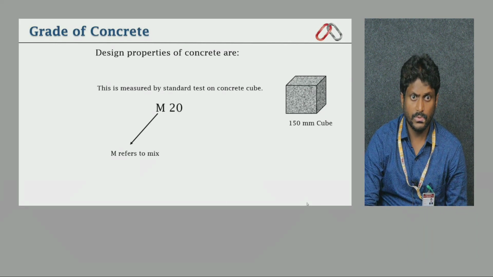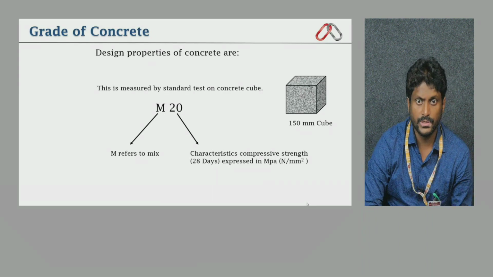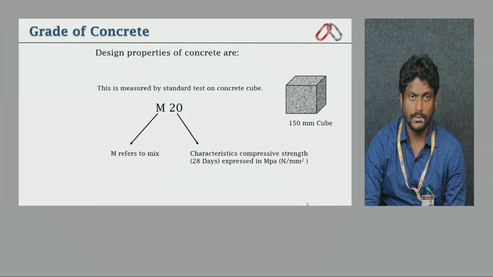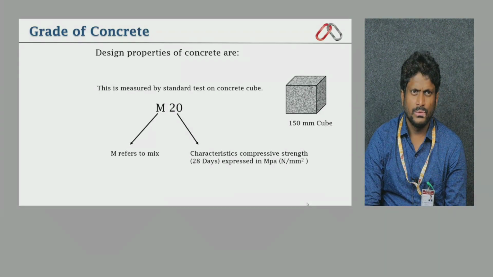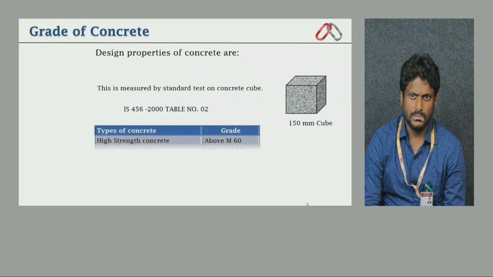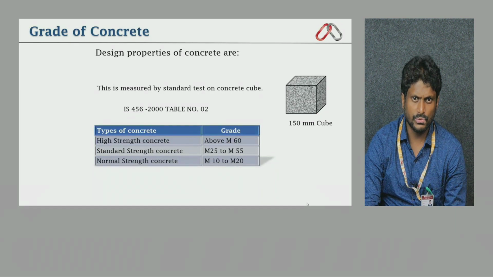Say if you take the example of M20, so here M refers to mix and 20 refers to characteristic compressive strength for the successful completion of 28 days, expressed in MPa, megapascal. So that also you can say in Newton per mm square. So the grade of concrete we are talking about from the cube point of view, but you can see the table is available in IS 456 2000.